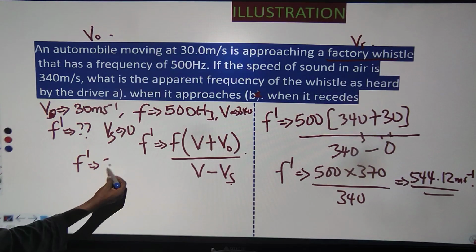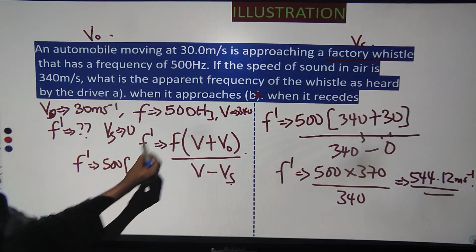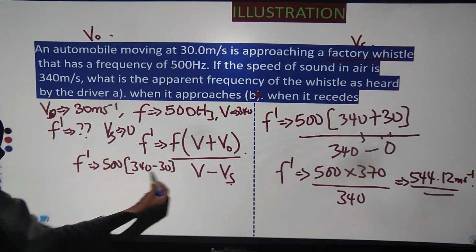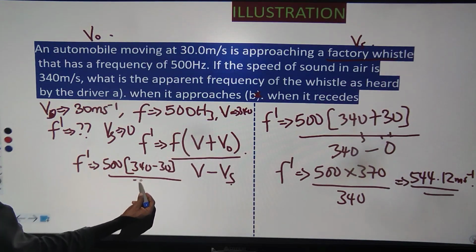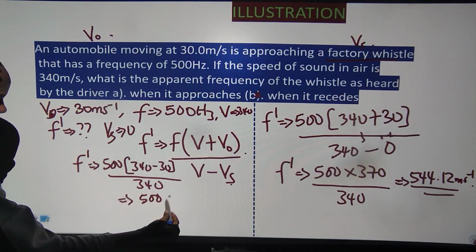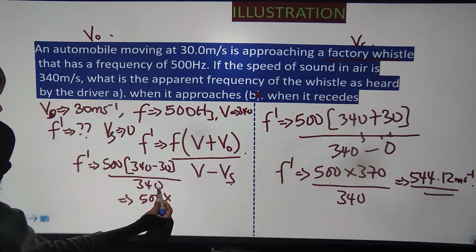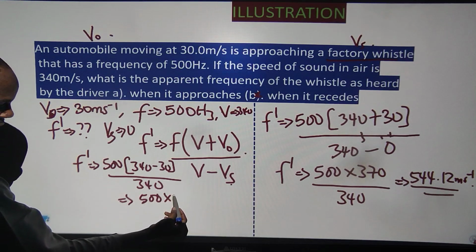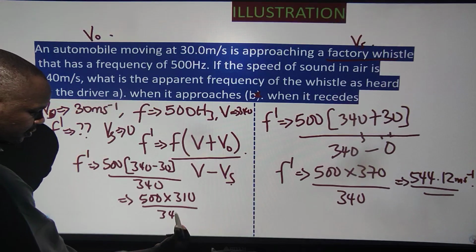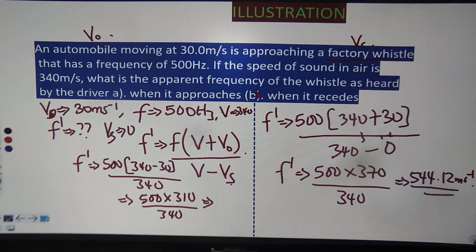Initial one is 500, open bracket. This time it will now be 340 minus 30 over, it will still be the same thing down, 340. So directly, if you can do this for me again, 500 times this is 310. 500 times 310, answer divided by 340. So that's that for the second one.